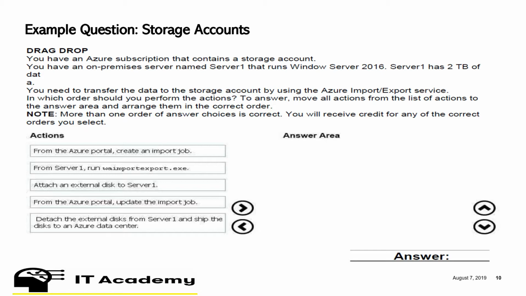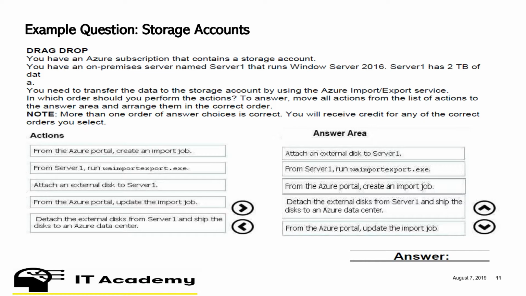To answer the question, we need to move all the actions from the list of actions on the left-hand side and arrange them into the correct order on the right-hand side. The exam's calling to our attention here as well that more than one order of answers will provide a correct answer overall. We'll receive credit for any correct combination and any correct order that we provide.